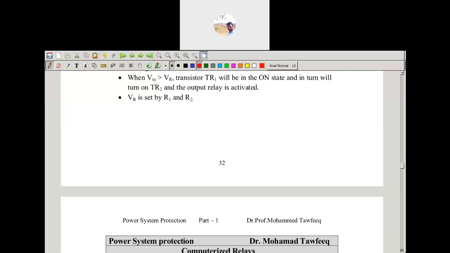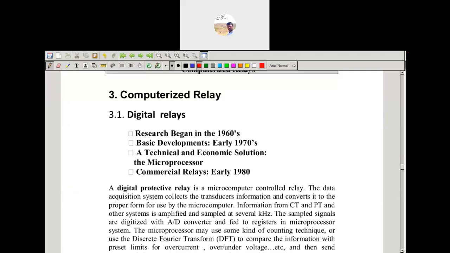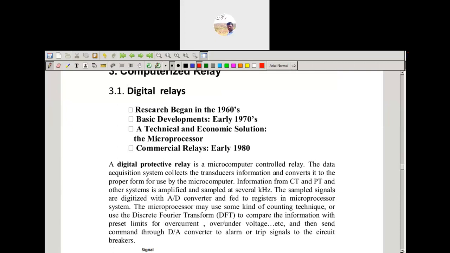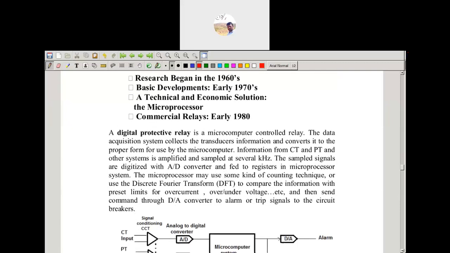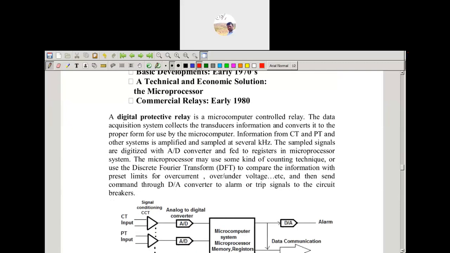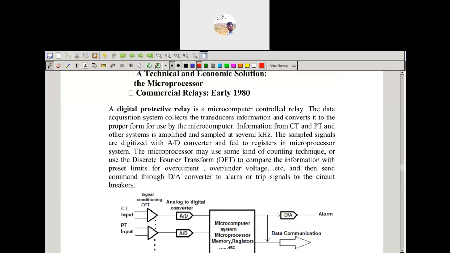Next we have the computerized relay, that is a microprocessor relay. In this, microcomputer control, so we can say the microprocessor. Also here is the data acquisition transducer. Mainly in this type of relays, that's the digital protective relays, they are mainly microcontroller based also. Here the data acquisition system collects by the transducer.